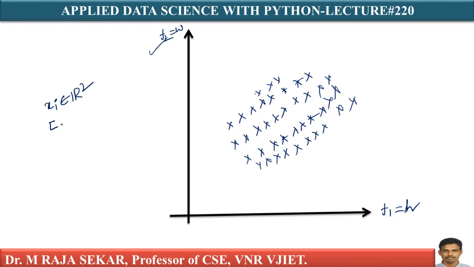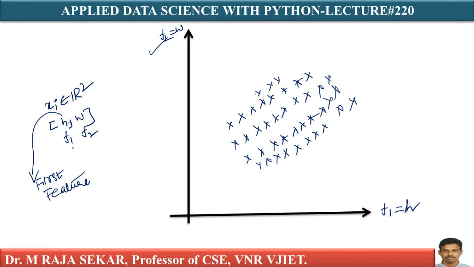I can say this is H comma W. My H is feature 1, my W is feature 2. Isn't it? My first feature is height, and my second feature is weight.